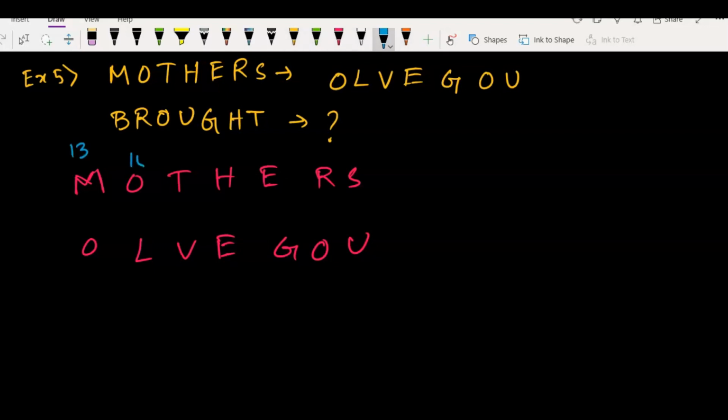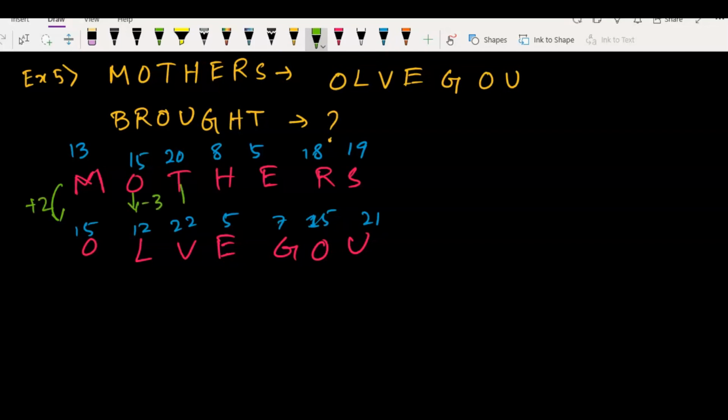The positions are 13, 15, 12, 5, 18, 19, and here we have 15, 12, 22, 5, then 7, 15, and then 21. So we see 13 here. Okay, let's check the forward pattern. 13 goes to 15, that means plus 2, 15 goes to 12, that means minus 3, then plus 2, here also minus 3, plus 2, minus 3, plus 2. So the pattern is plus 2, minus 3, plus 2, minus 3, like that.